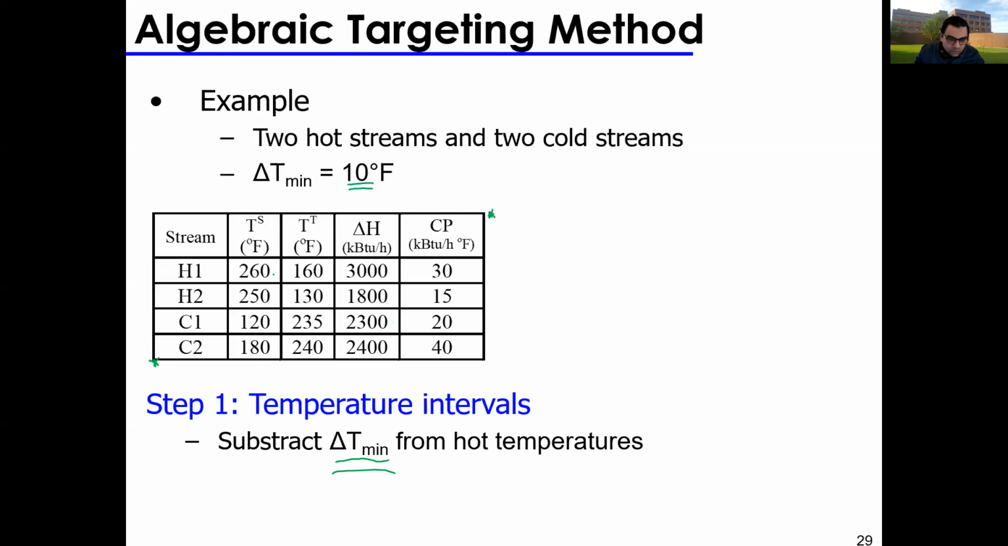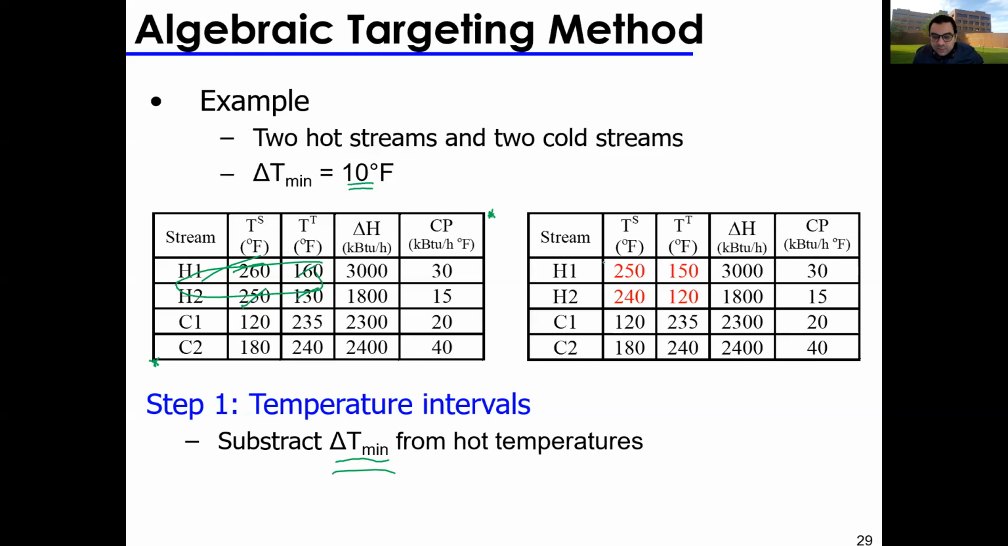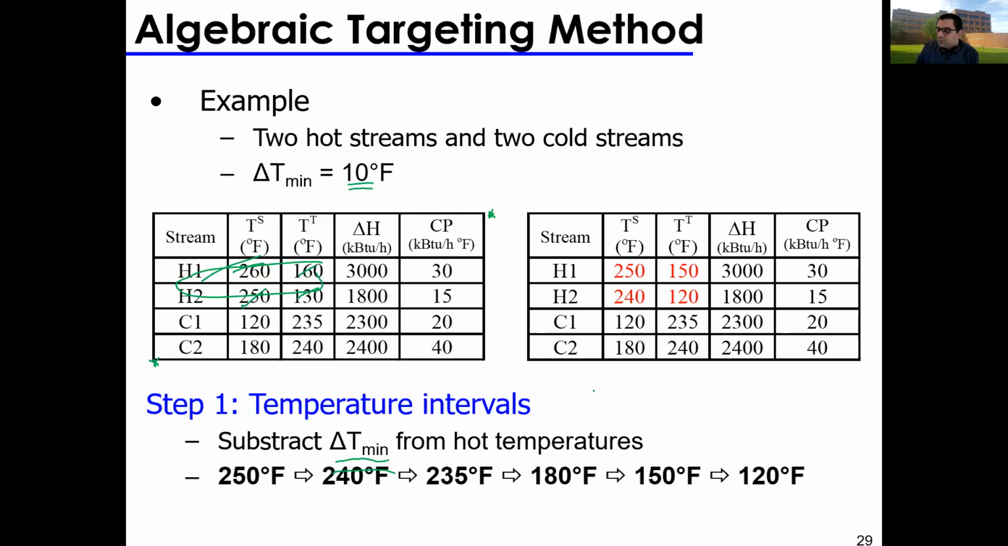And by hot temperatures, I mean this temperature, this temperature, this temperature, this temperature. Temperatures of the hot streams. I don't mean the target temperature of the cold, no. I just mean all the temperatures for the hot streams. And this is what happens here. I subtract delta T minimum. 260 becomes 250, 250 becomes 240, 160, 150, 130, 120. Subtracted temperatures. Okay, this is what we did. Good. So now what do we do? So step 1. Step 2 right here.